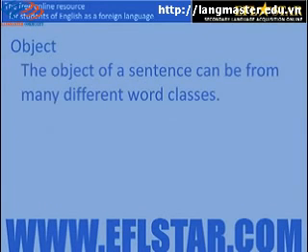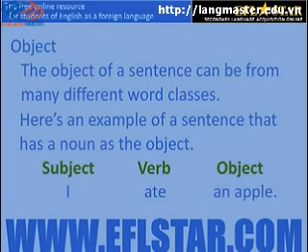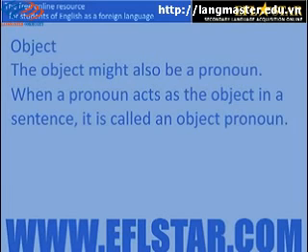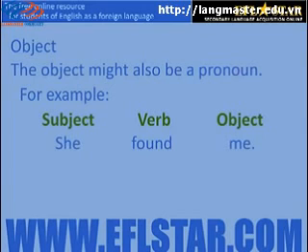Object. The object of a sentence can be from many different word classes. Here's an example of a sentence that has a noun as the object. I ate an apple. The object might also be a pronoun. When a pronoun acts as the object in a sentence, it is called an object pronoun. For example, me: she found me.